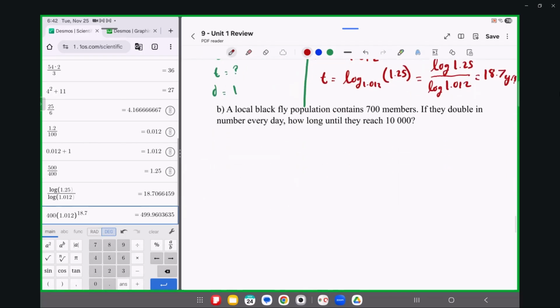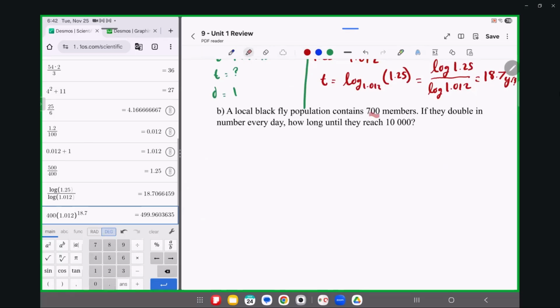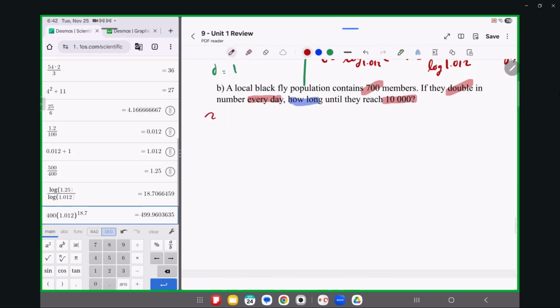Number every day, they must be in Pickle Lake. How long until they reach 10,000? And so using our formula here, we would write this as capital P, P naught, our base, the time, and the period. So capital P, how many black flies are there at the end?